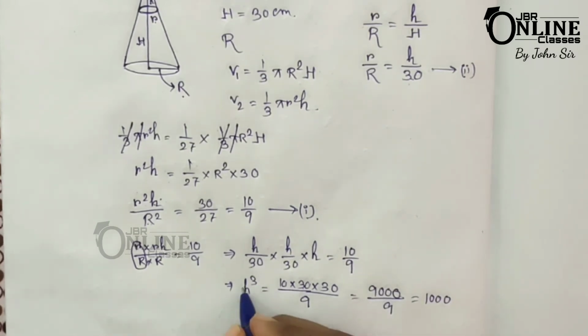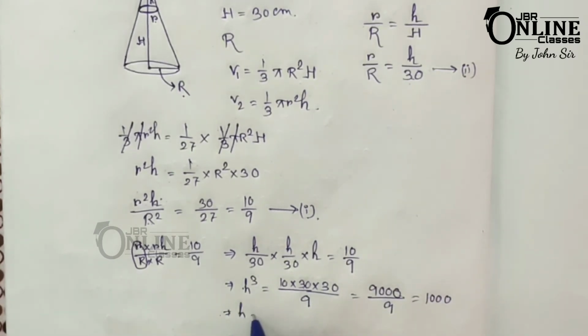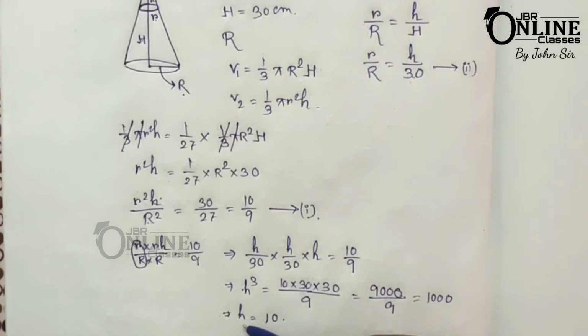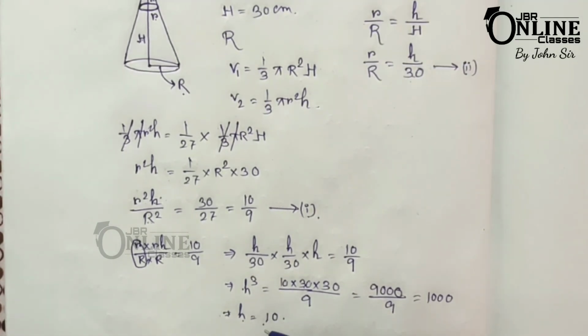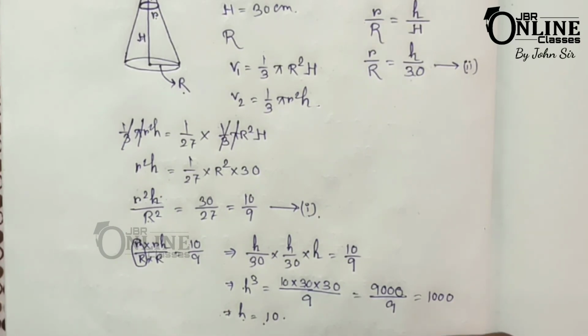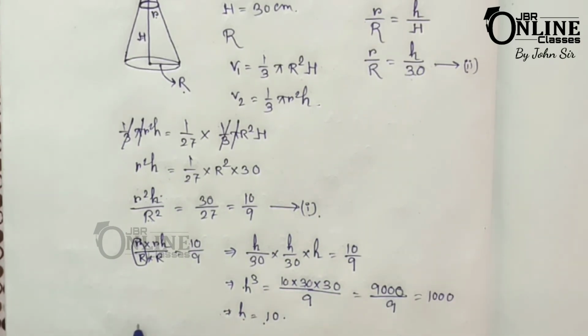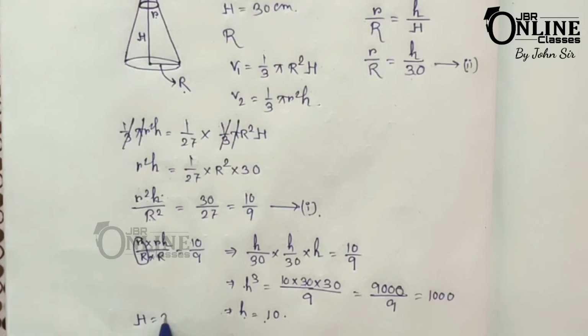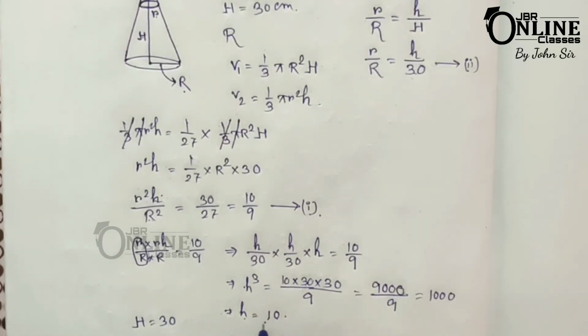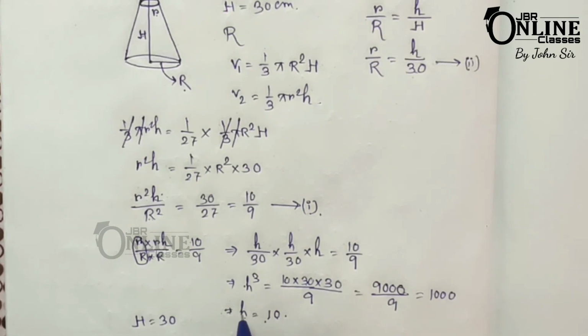So if h cube equals 1000, then h equals 10. So here h equals 10. Now we have to find out at what height above the base the section is cut. So the total H equals 30, so 30 minus 10, and that will be 20. So from the height of 20 centimeter the smaller cone will be cut out.